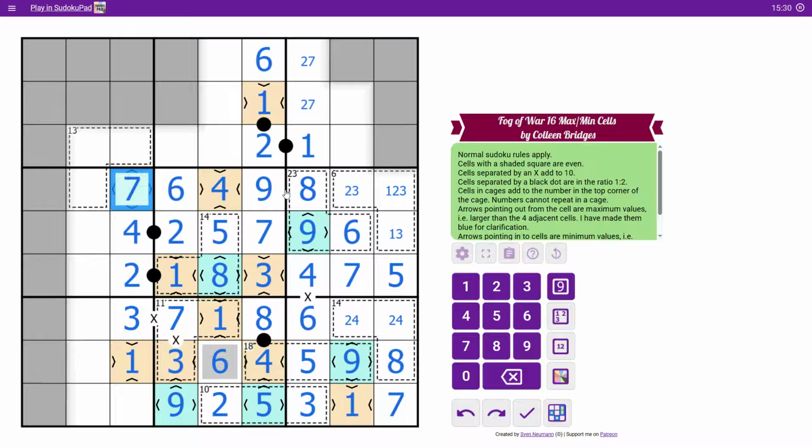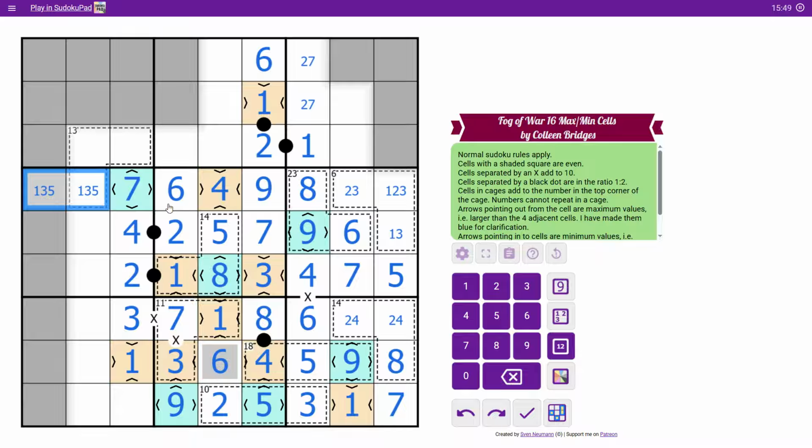That's got, couldn't be 8, 9, so 7 was the only other option. Now what can we have in here? In this one here, can't have a 2 because there's got to be a 2 there. We can have 1, 3 or 5.